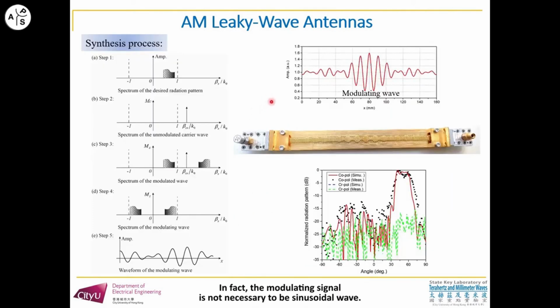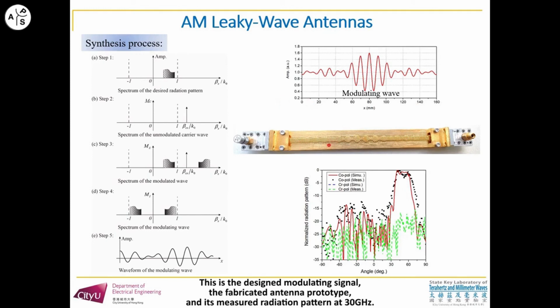In fact, the modulated signal is not necessarily a sinusoidal wave. Here we also use the spoof SPP transmission line as an example to synthesize a flat top radiation pattern. This is the designed modulated signal, the fabricated antenna prototype, and its measured radiation pattern at 30 GHz.